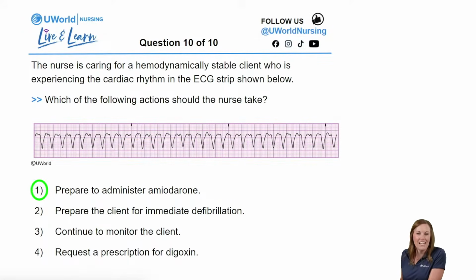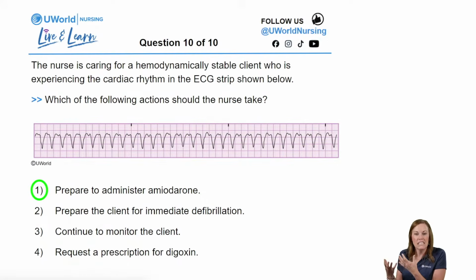So our correct answer is option 1, prepare to administer amiodarone. So again, what we are seeing in this strip is V-Tach, and our client is stable. So we're not going to defibrillate a stable client with a pulse. Again, we defibrillate when we don't have a pulse, pulseless dysrhythmias. So we are going to give antidysrhythmics like amiodarone, trying to reset the heart.